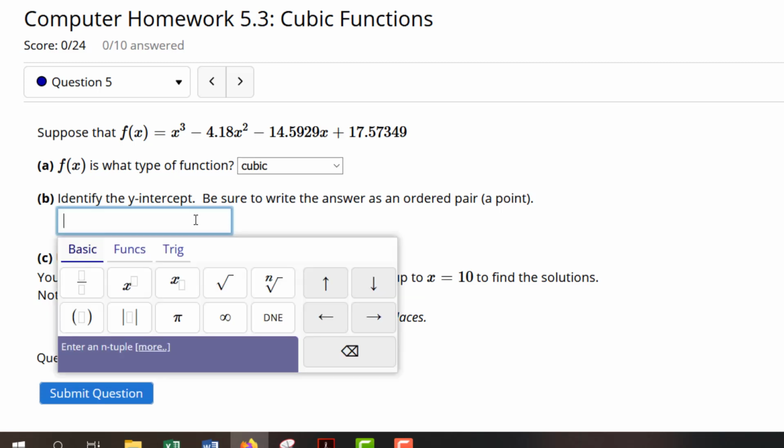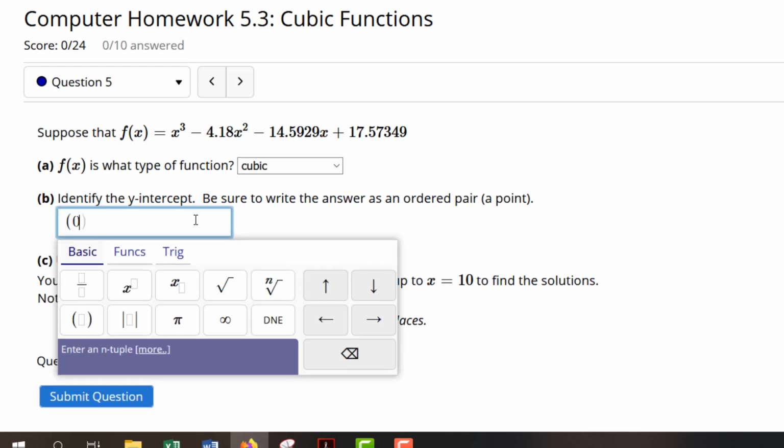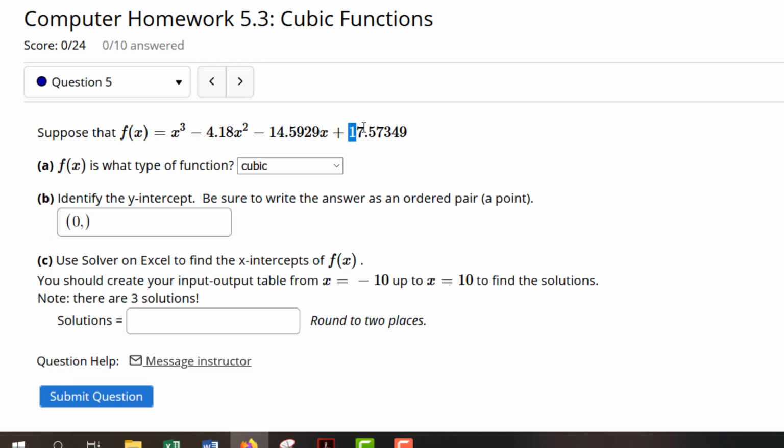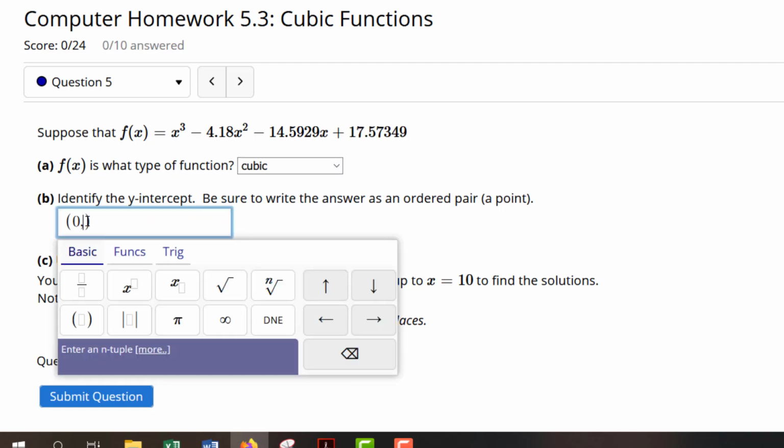The y-intercept is the point on a graph that has an x value of 0. Notice if you let x be 0 in this function, the first term, the second term, and the third term would all become 0, leaving only f of 0 equals 17.57349. It's always this constant term that is the y-intercept value. So the y-intercept is 0, 17.57349.